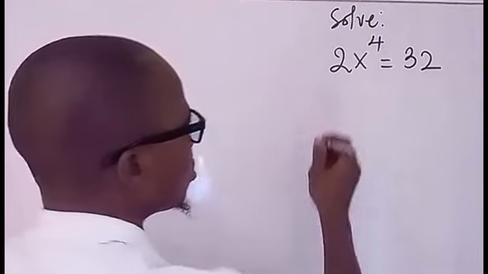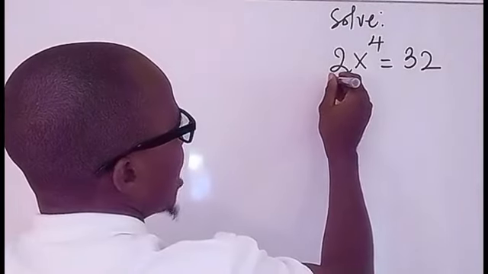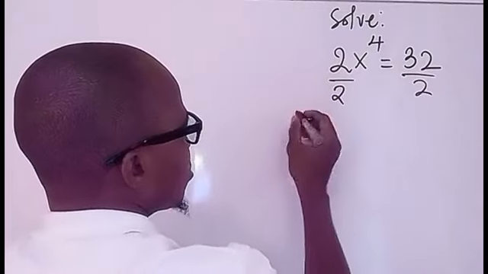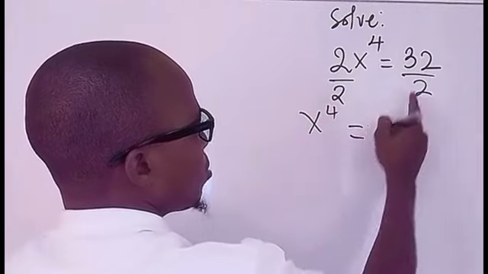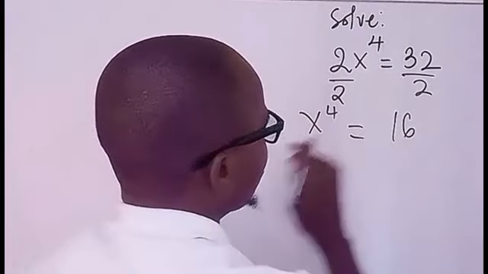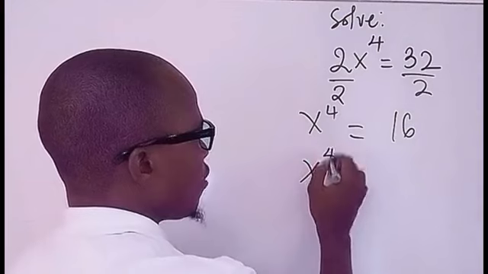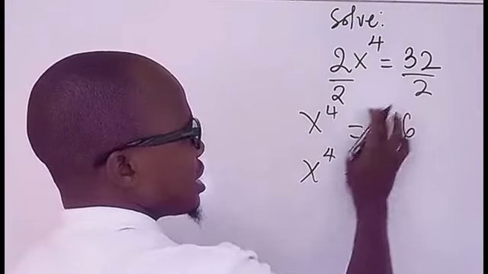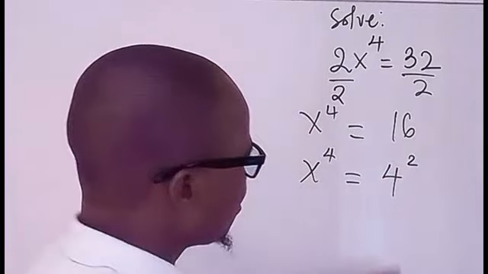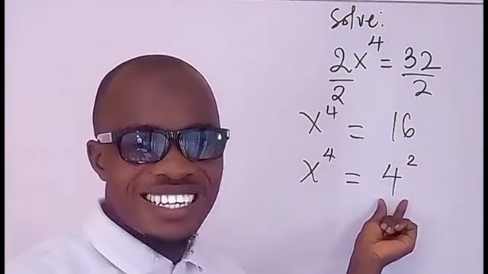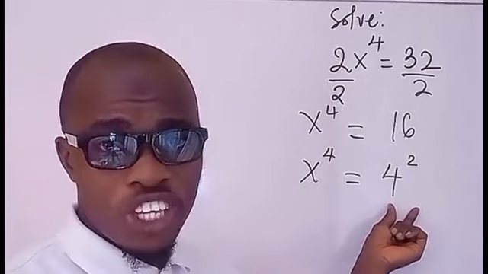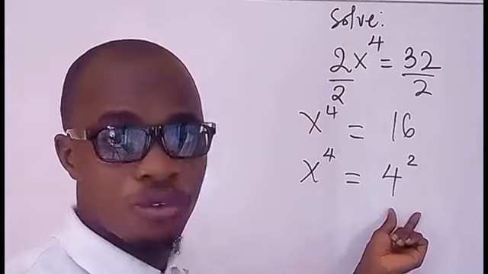Now how are we going to do this? I'm going to divide both sides by 2. Now this will cancel this. We're going to have x to the power of 4 equals 32 divided by 2, which will give us 16. Now from here, let me rewrite this. 16 is 4 to the power of 2, because in index form, 4 times 4 gives us 16.